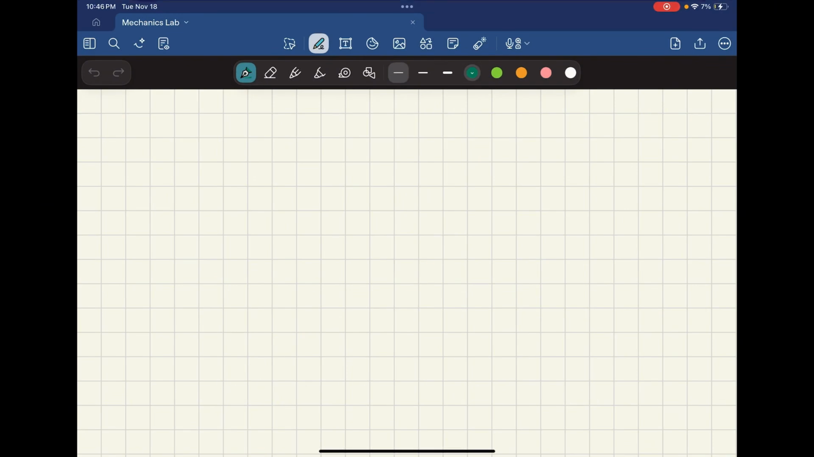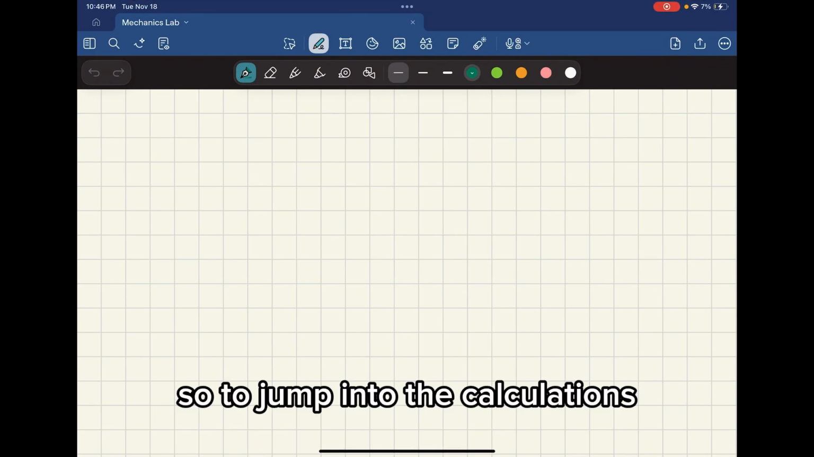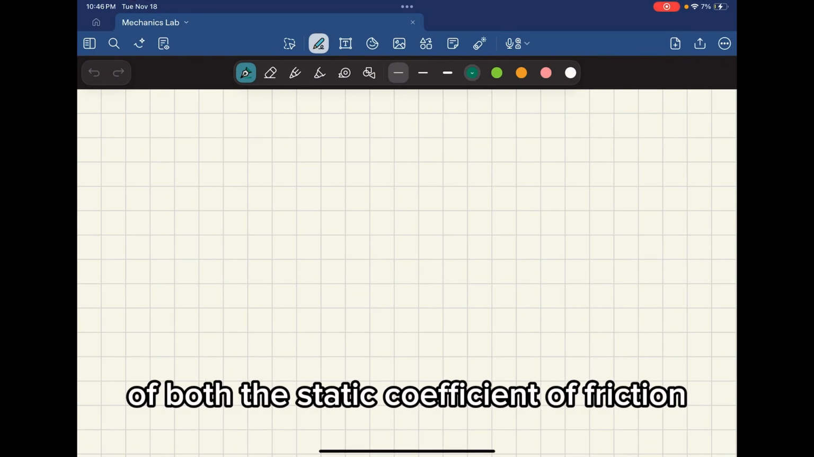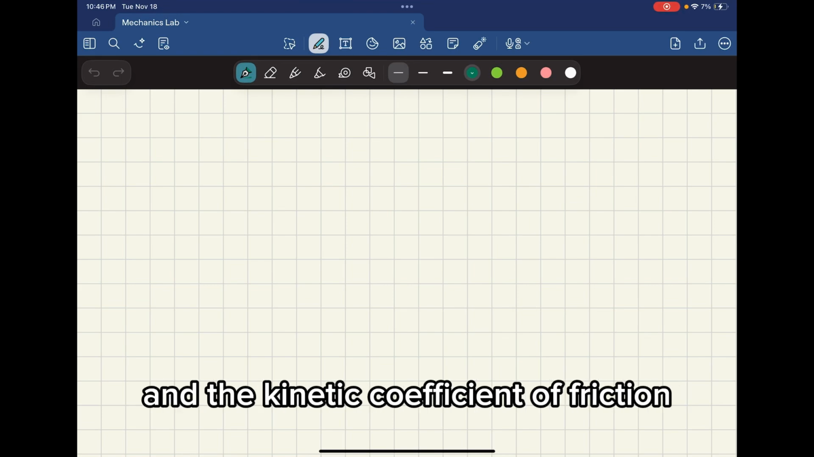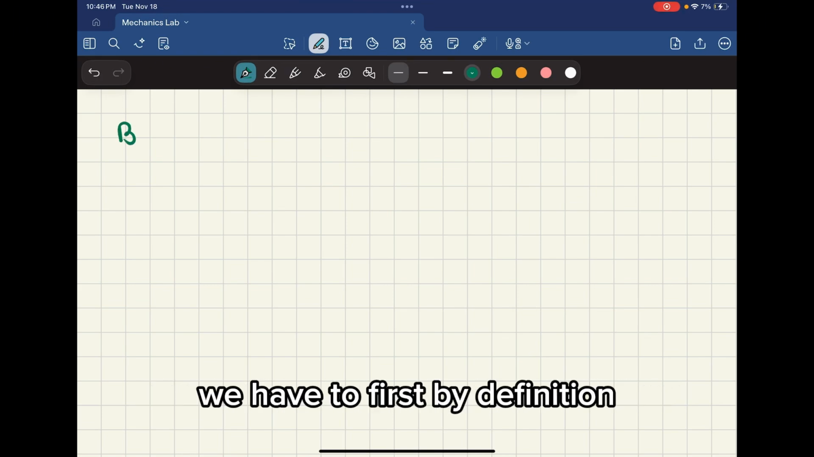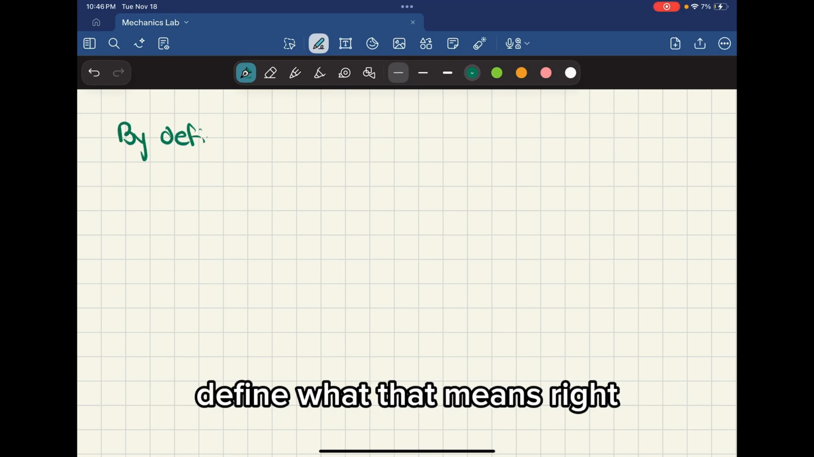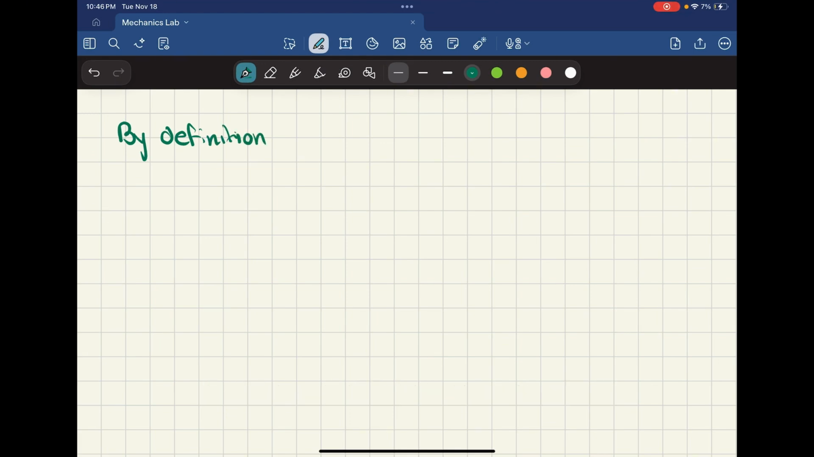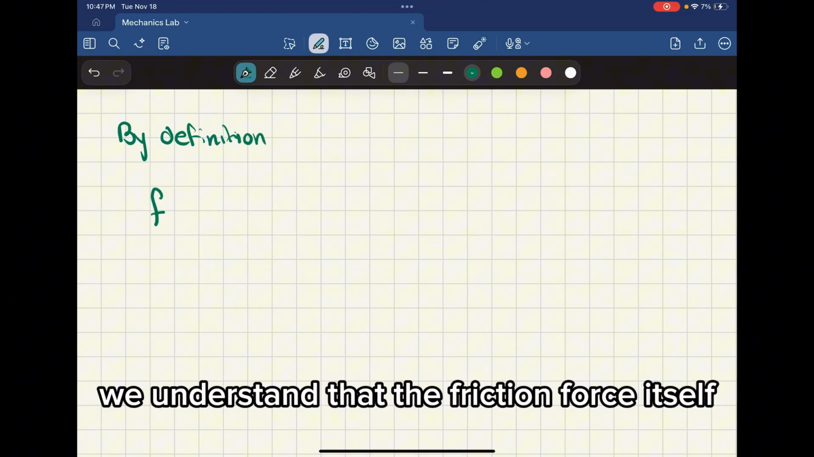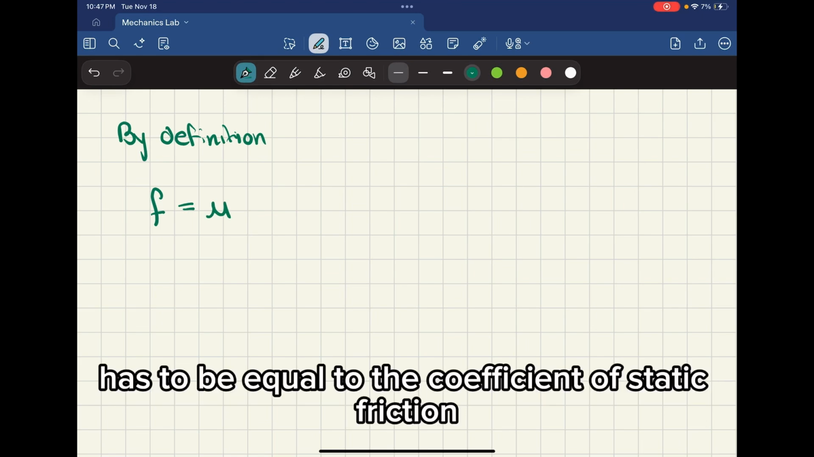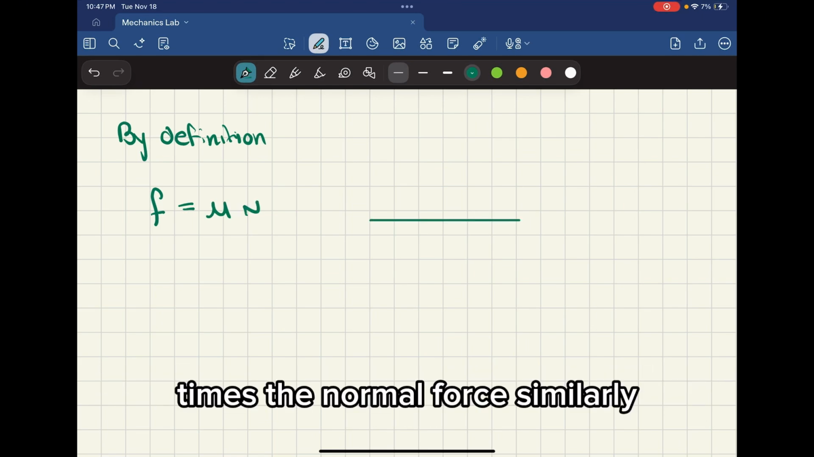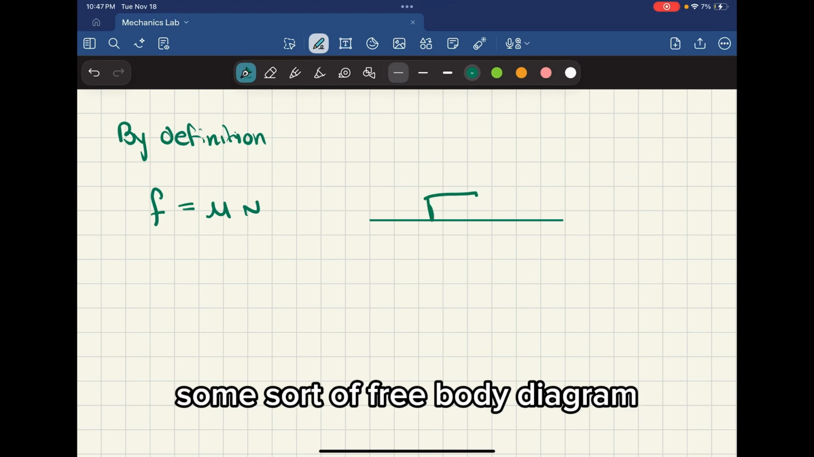So to jump into the calculations of both the static coefficient of friction and the kinetic coefficient of friction, we have to first, by definition, define what that means, right? We understand that the friction force itself has to be equal to the coefficient of static friction times the normal force.